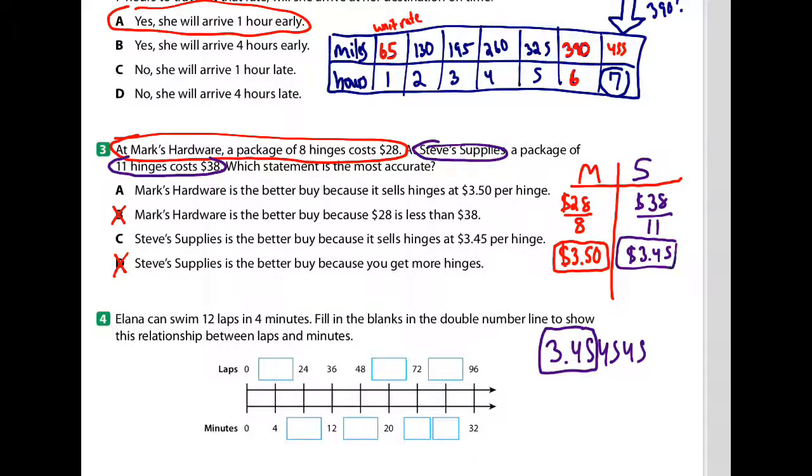So which is the better buy? Well, if you have the same exact hinges, you want to pay cheaper. You want to pay less money for it, right? So that means Steve's is the better buy because each of his hinges are cheaper. If you had C, give yourself a C.